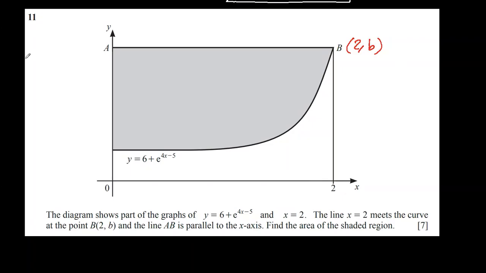Okay, we can see that. So we know that the x-coordinate here will be 0 and the y-coordinate will be b because it's a line parallel to the x-axis, so the y-coordinate has to be the same. Okay, find the area of the shaded region.